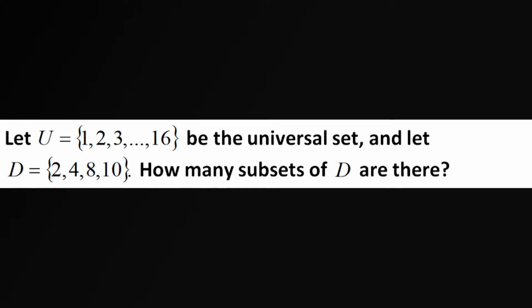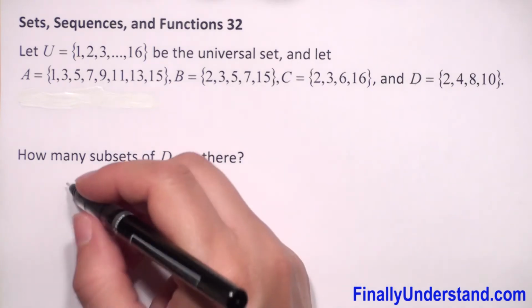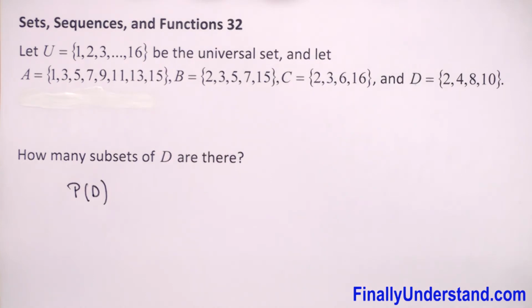We have given universal set U and sets A, B, C, D. In this example, we have to find how many subsets of D there are. So, we know that for a given set D, we may speak of the class of all subsets of D, and this class is called the power set of D and will be denoted by P of D. If D is finite, then so is P of D.